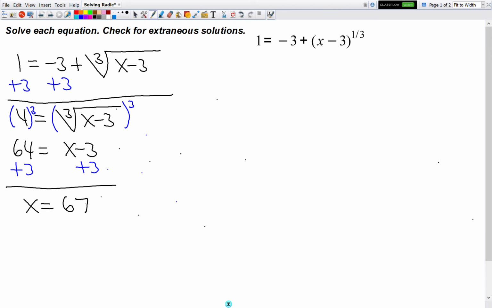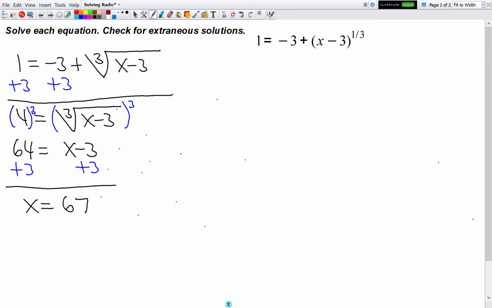So when we do that, we might have created extra answers that could suddenly pop into our problem that we didn't really want to have there, but because of the cubing step, it's just sometimes a byproduct of that step. So we have to check our answer to make sure this 67 that we just found is valid.